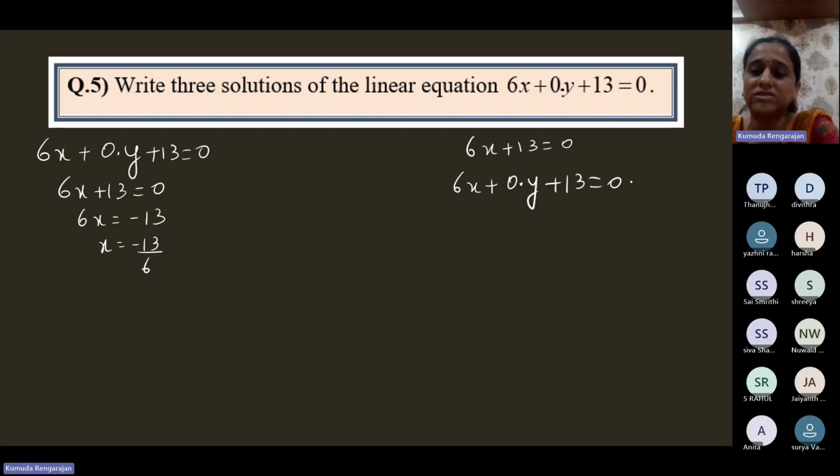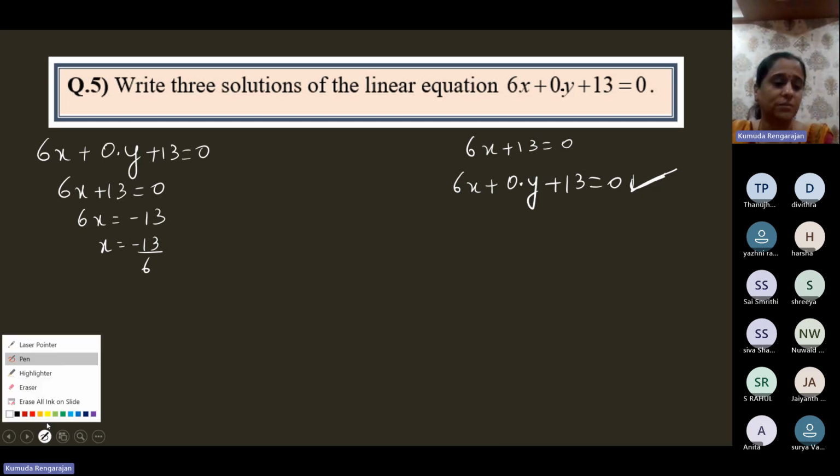So now when you treat it as a linear equation in two variables x and y, then it has infinitely many solutions. Why? Because now this is a line in the Cartesian plane. Graphically, this is the line in the Cartesian plane, and on the line there are infinitely many points, and all those points are solutions to this equation. So of those infinitely many solutions, you have to find 3 solutions. So how do we find them?